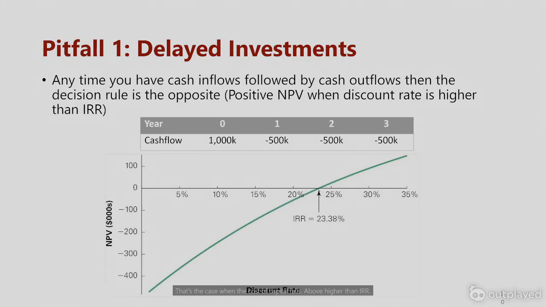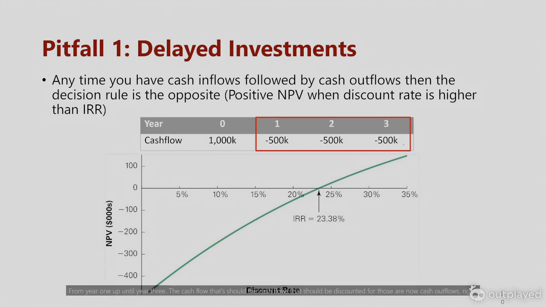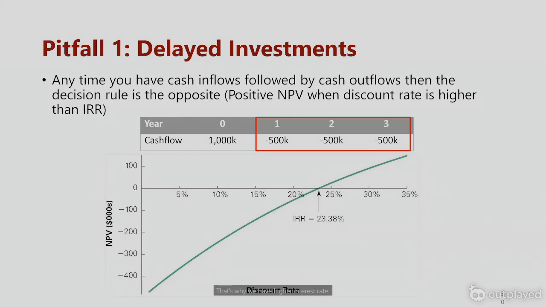That's the case when the cost of capital falls above, higher than IRR, then we begin to have a high positive NPV. Now, this is not exactly difficult to understand, because from year 1 up until year 3, the cash flows that should be discounted are now cash outflows, right? Not cash inflows. So the higher the interest rate that we use to discount these cash flows back to time 0, the present value of these cash flows should go down. That's why with a higher interest rate we have a higher NPV in this case.